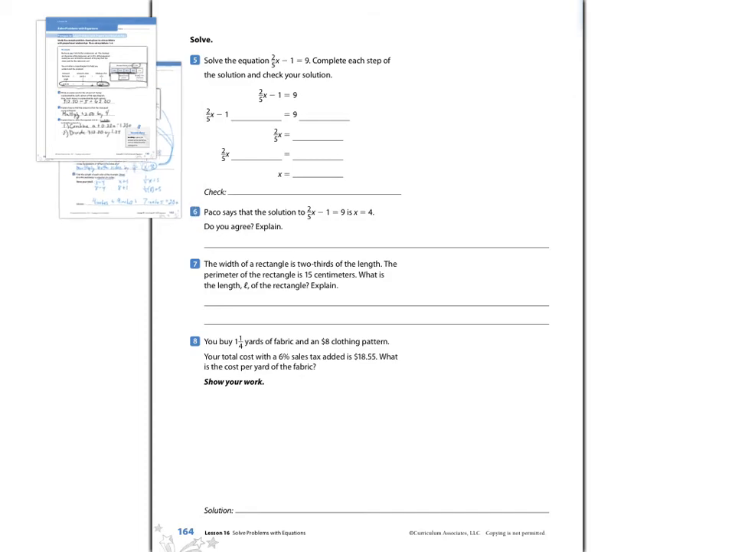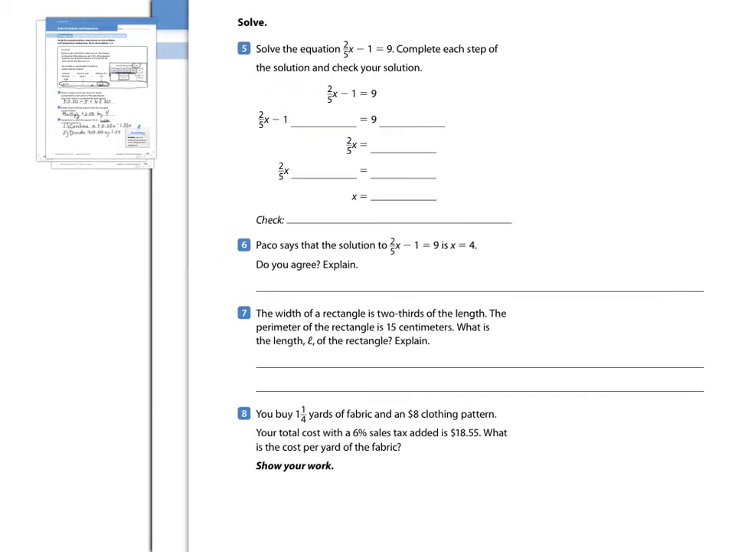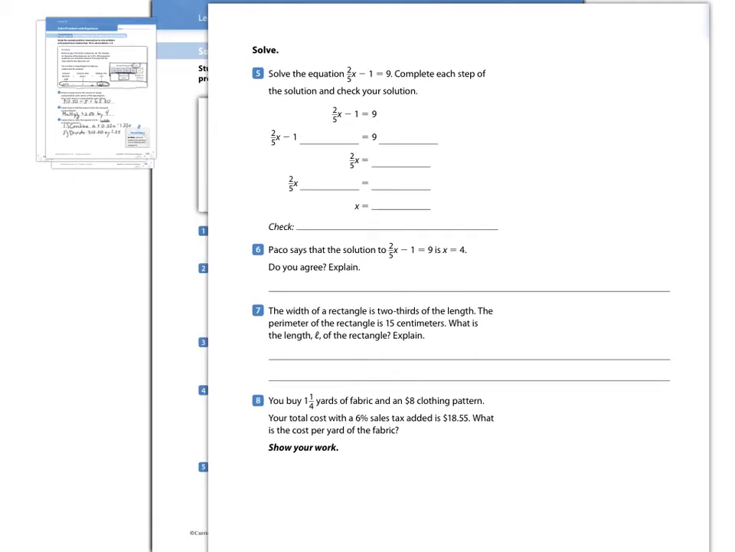Moving on to the next page, number 5. This is just really showing the work that we've been doing in class, solving equations. So it says solve this equation, complete each step of the solution, and check your solution. So what we have done in class is maybe draw a line straight down through that separates our equation into two equal expressions. Whatever I do to one side of the equation, I have to do the other.